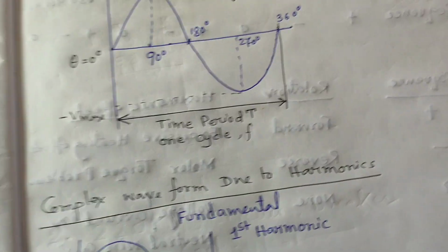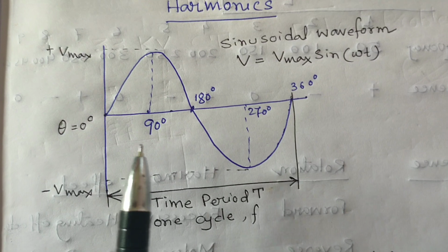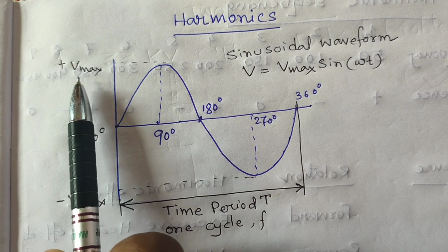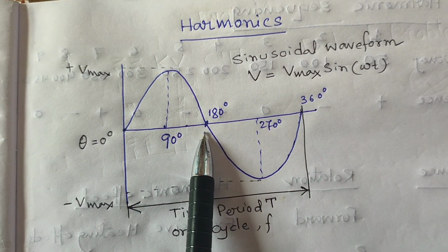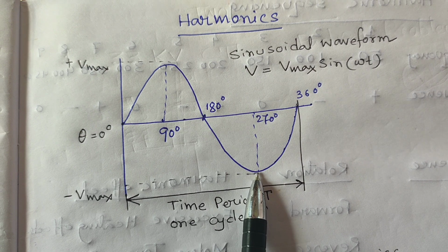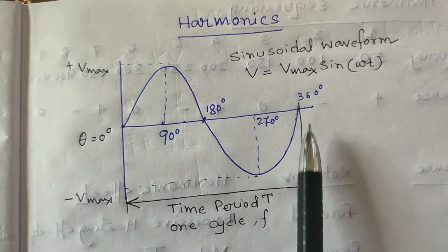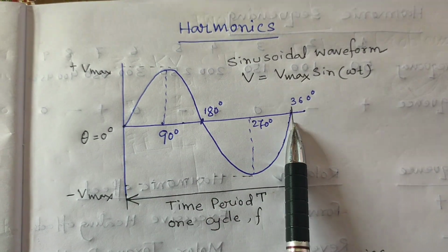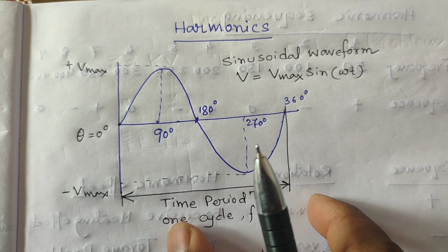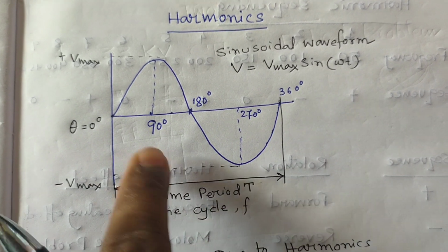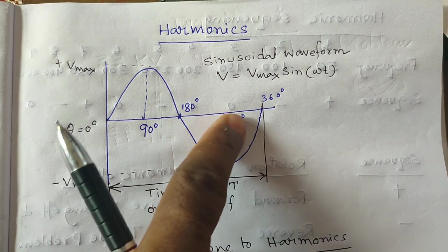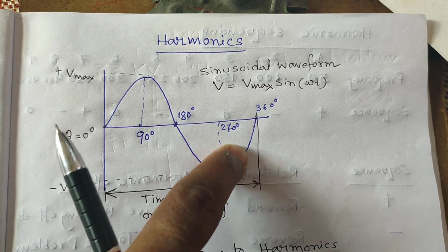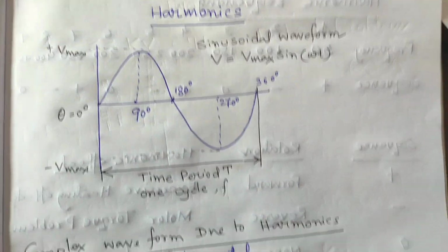In that sinusoidal wave, at 90 degrees we get the peak value of the voltage, Vmax. At 180 degrees it is the zero value, at 270 degrees it is again a peak value, but negative or reverse, and at 360 degrees it is again the zero value. So this is the total complete waveform, where the time period is T and the frequency is f, and this is the angle through the propagation of the waveform.